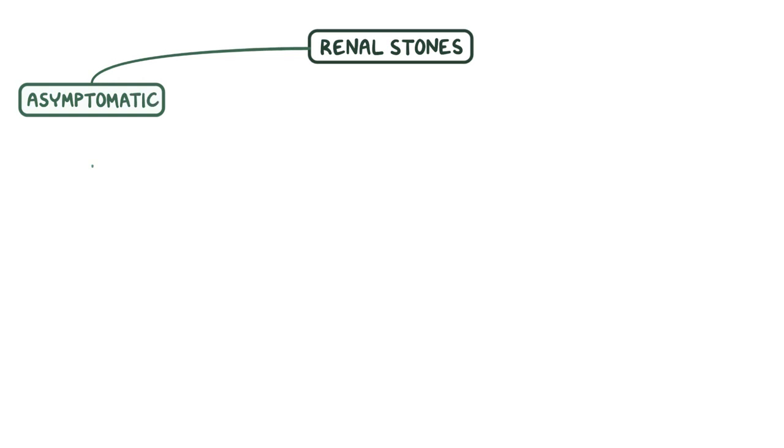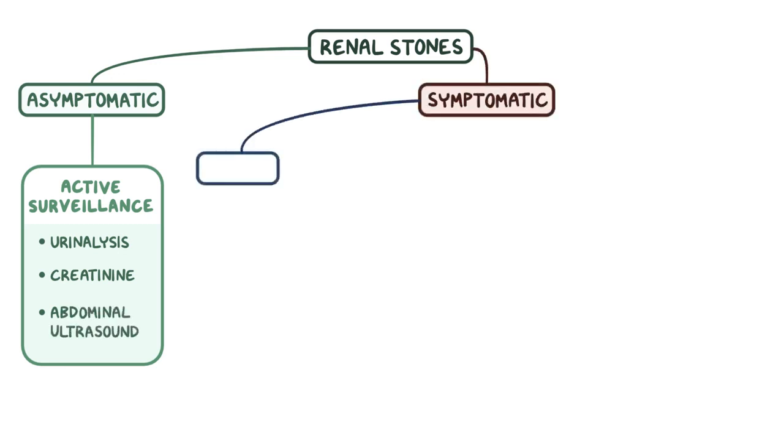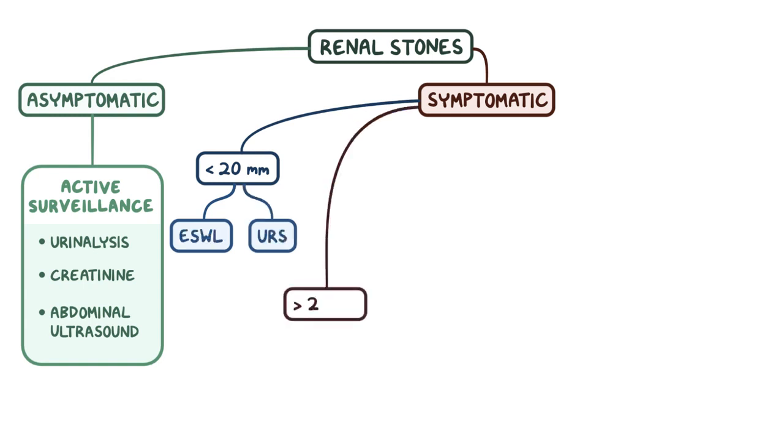Finally, there are renal stones. For asymptomatic renal stones, active surveillance is done once a year using urinalysis, creatinine, and an abdominal ultrasound. For symptomatic renal stones smaller than 20 mm, ESWL or URS can be done. For symptomatic stones that are over 20 mm, PCNL is done.